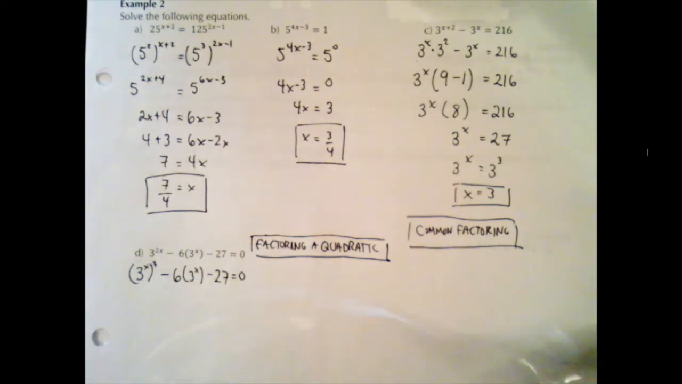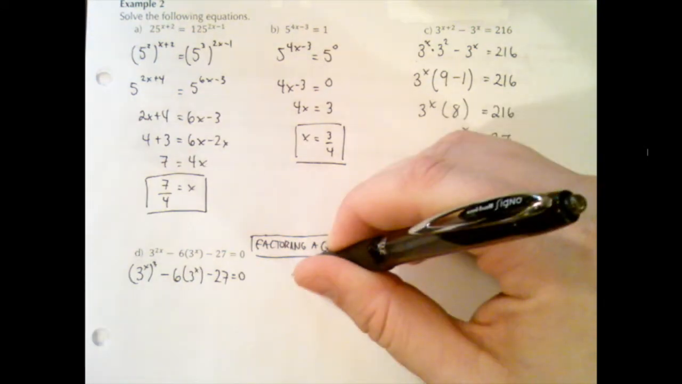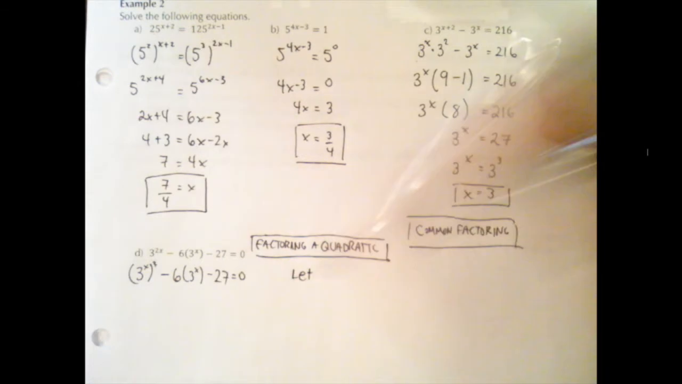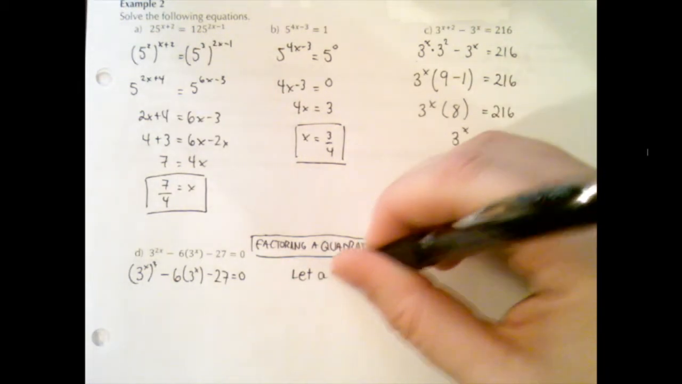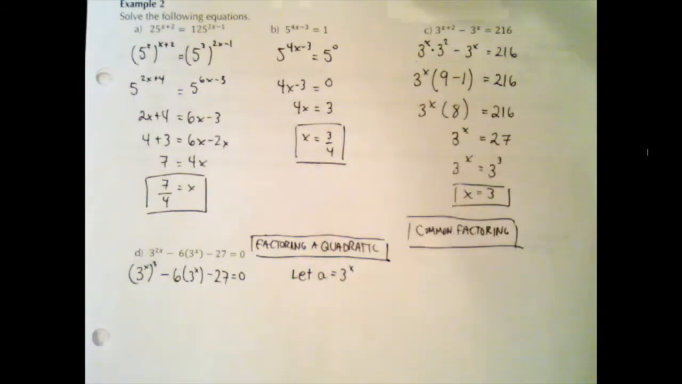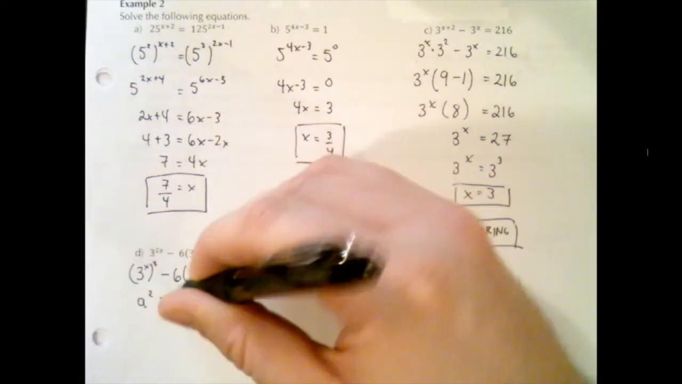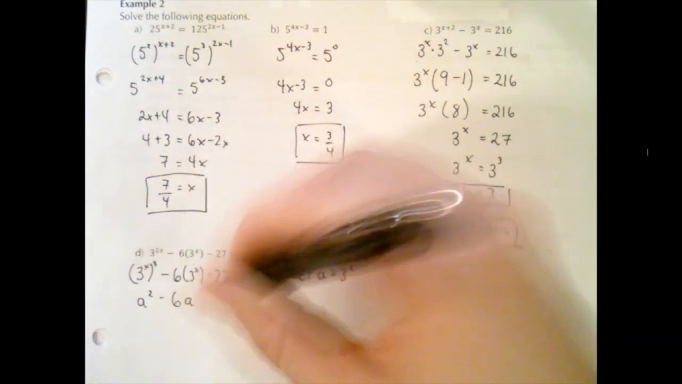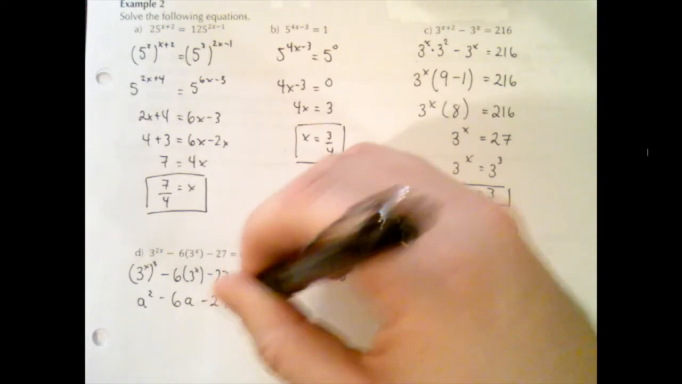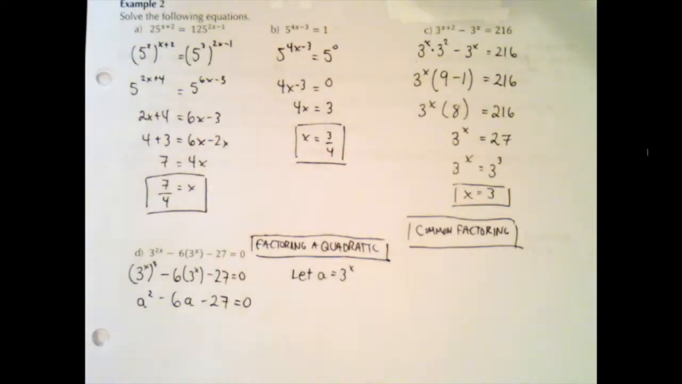If we were to do a variable replacement, let's say let a equal 3 to the exponent x, it might be easier for you to see why this is quadratic. So instead of 3 to the exponent x, I'm going to write a. This would give us a squared minus 6a minus 27 equals 0. And now you can see pretty clearly that that is a quadratic.